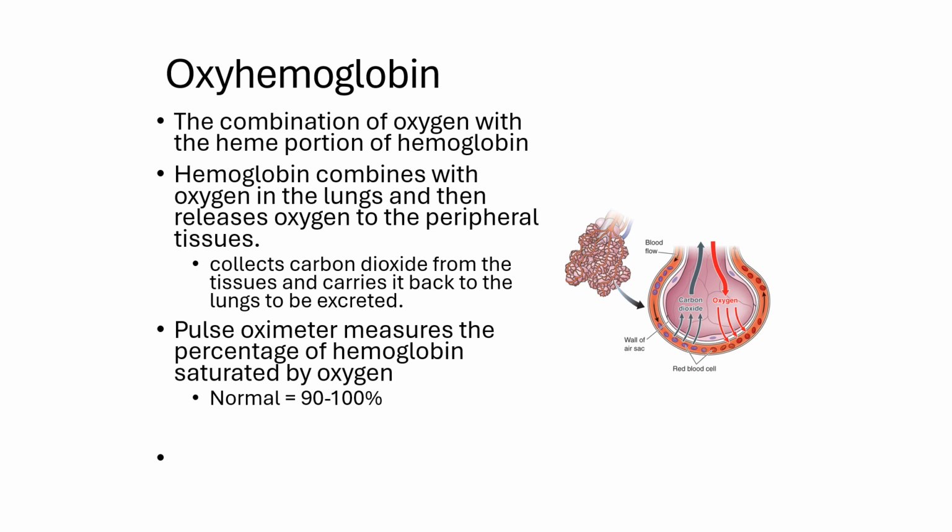Your pulse oximeter measures the percentage of hemoglobin saturated by oxygen, and the normal that you should have for that is 90 to 100% in a healthy adult. We'll talk more about this situation when we get into our COPD patients, but if you have a normal healthy adult, it should be that 90 to 100%.